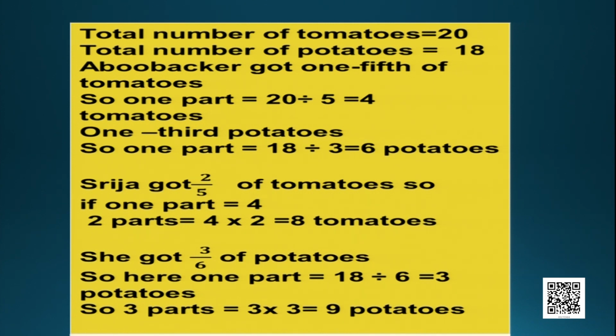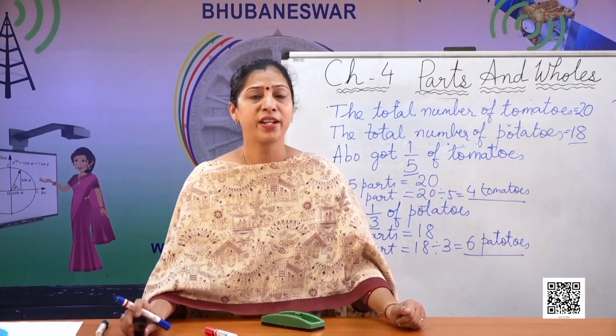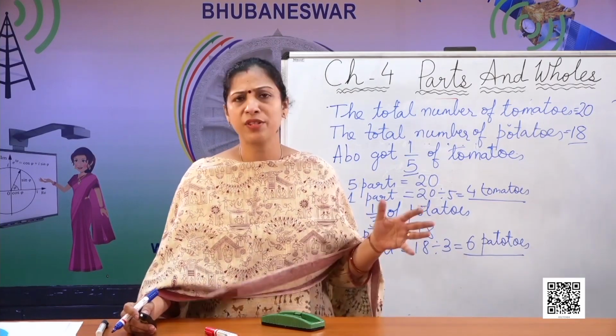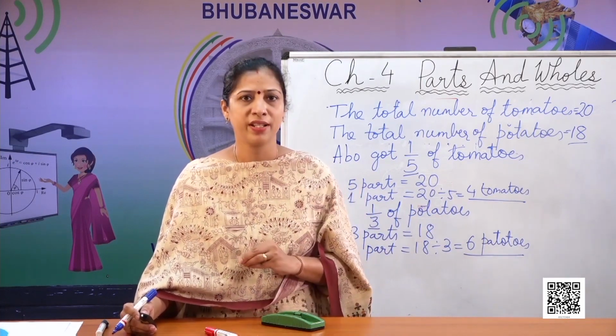And Srija got 3/6 of the potatoes. So here, as I had told you, divide 18 into 6 parts. So 1 part will be 3 potatoes. And she got 3 parts out of those 6 parts. So 3 into 3, 9 potatoes. Now you understood how easy it is to find out when you just know the parts and wholes, that easy calculation, and how easily you can manage to find the number out of it.